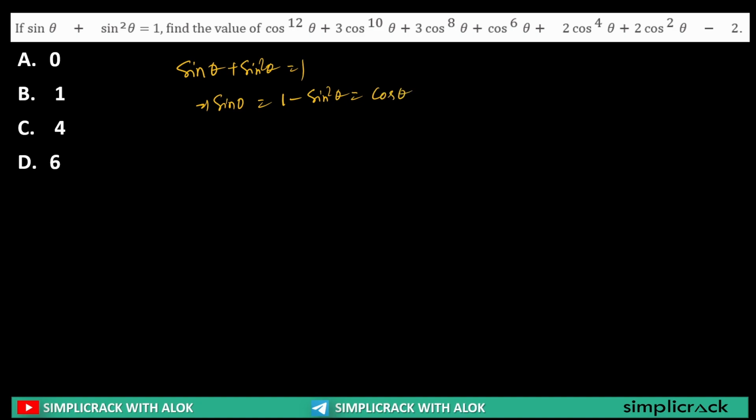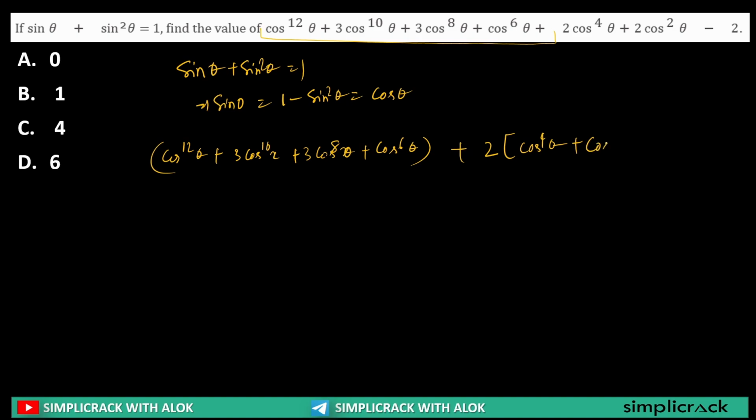Am I right? Yes, sir, you are right. Now, important thing. Here we have to take out into different parts. So first we'll take this part: cos 12 theta plus 3 cos 10 theta plus 3 cos 8 theta plus cos 6 theta plus 2 common, cos 4 theta plus cos square theta minus 1, because we have taken 2 as common.